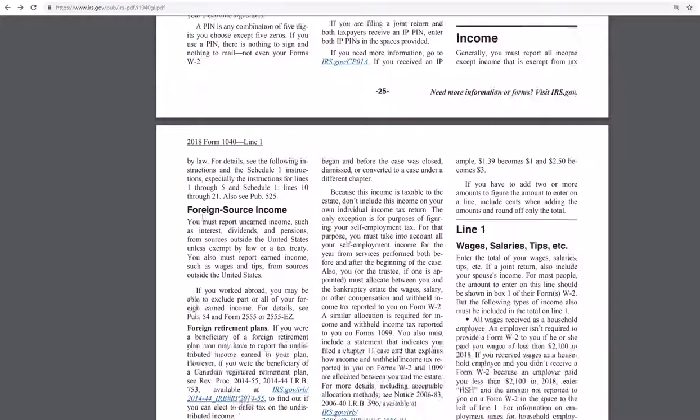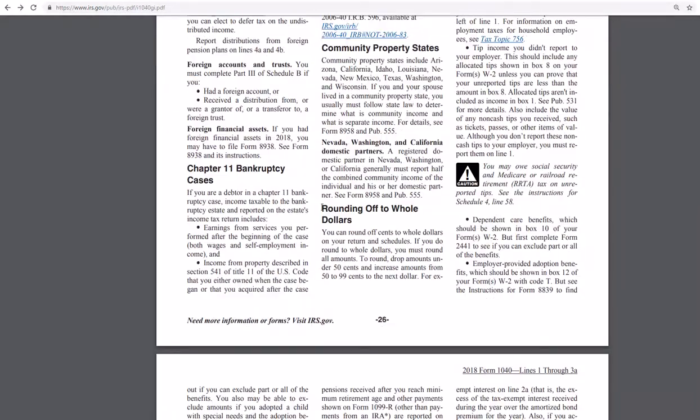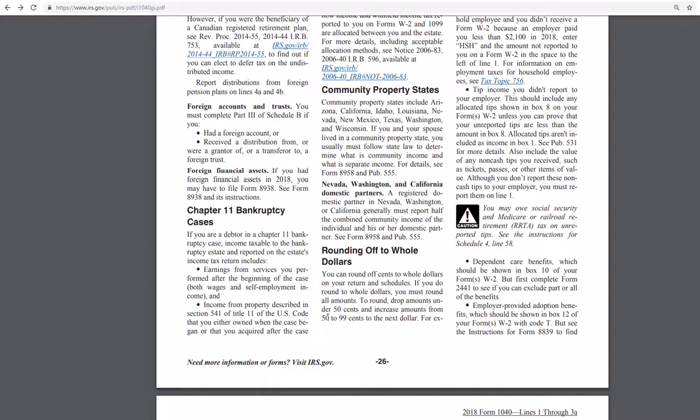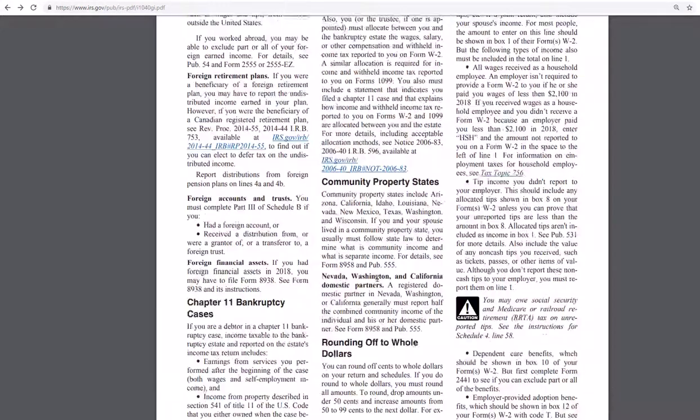The only exception to the exception is right here, rounding off to whole dollars. So if you made less than 50 cents, you can round it down, right? If you have two or more amounts to enter on a line, include the cents when adding the amounts and then round off the total. So if you have one line that has 49 cents, right here it says to round it down to 0.